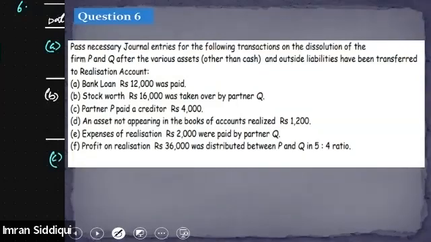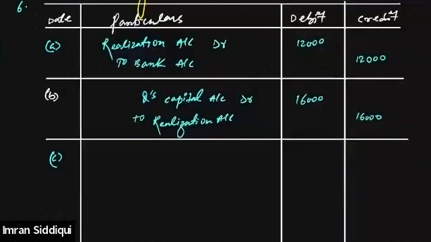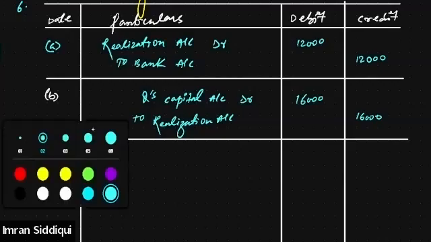In the next adjustment, it says that partner P paid creditors 4,000. Tell me anyone, tell me the correct journal entry for this. Partner P paid creditors. What will be the journal entry for this? Realization account debit to partners capital account. Yeah, that's right.